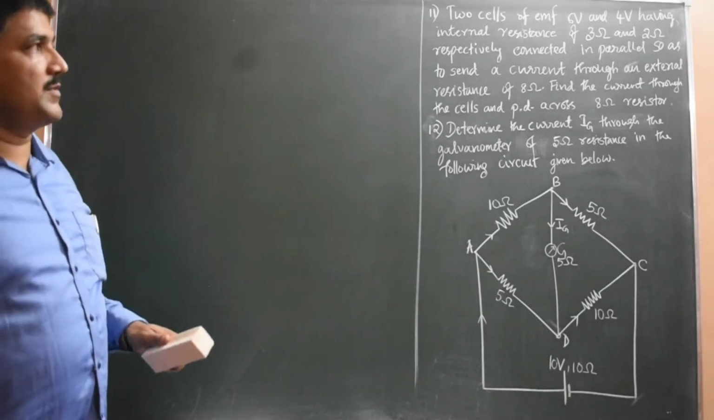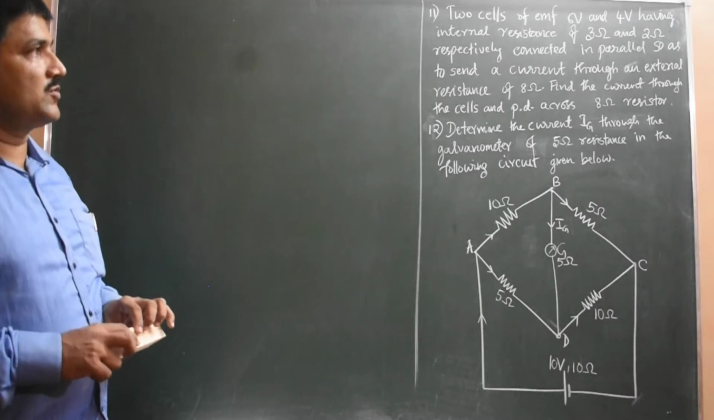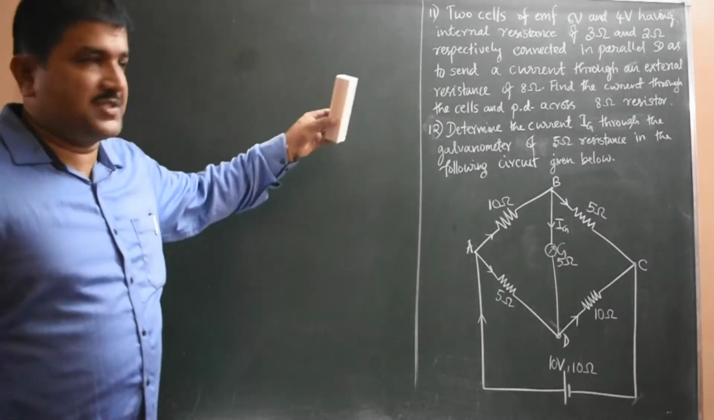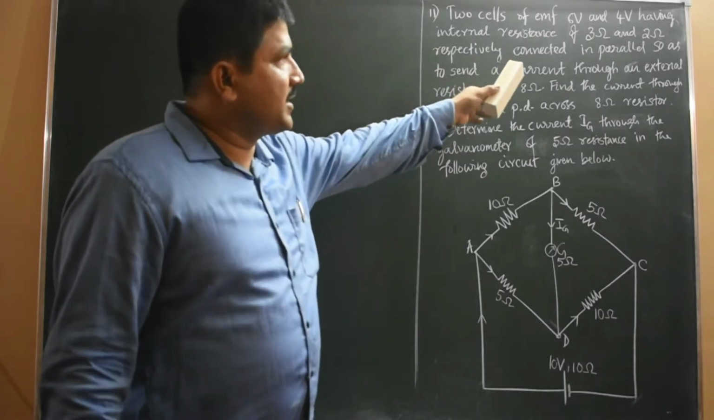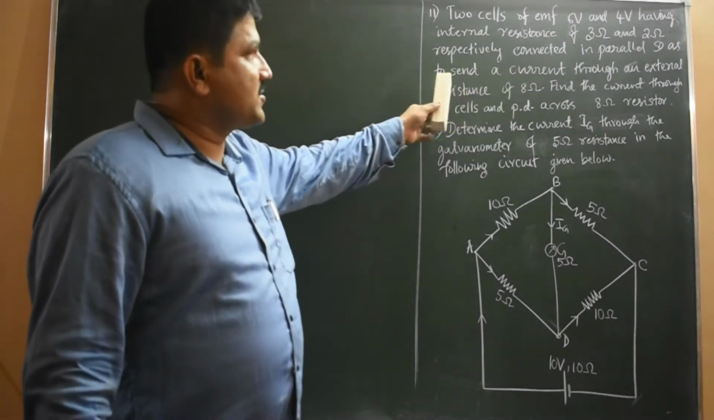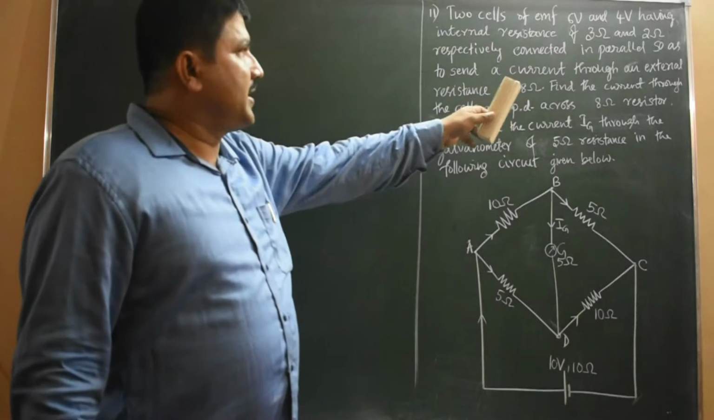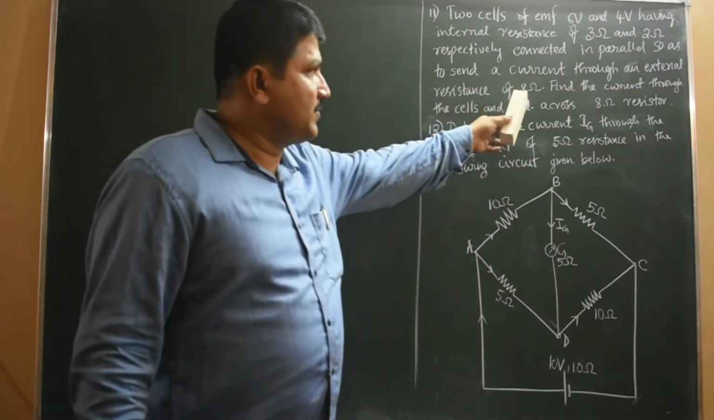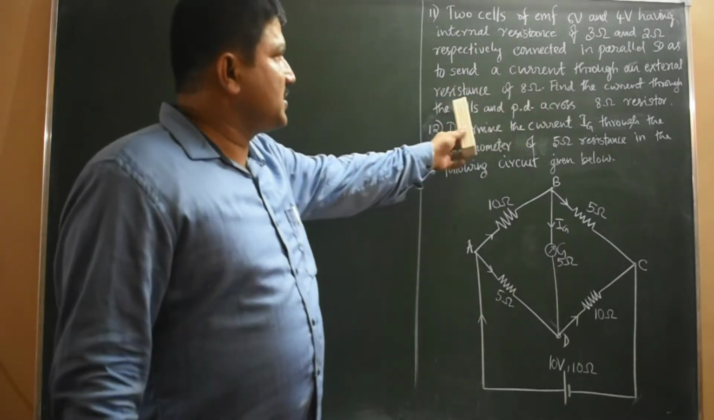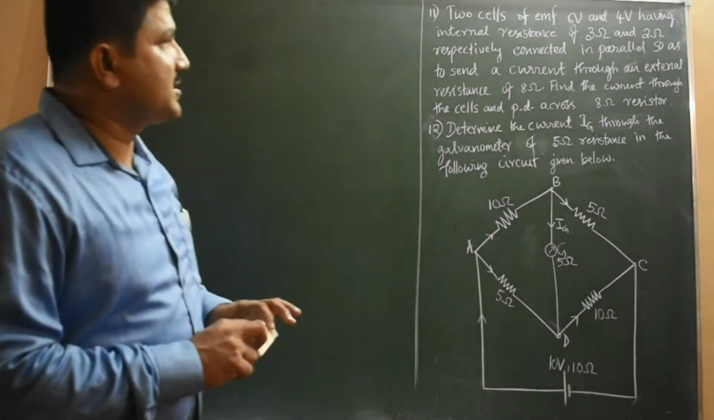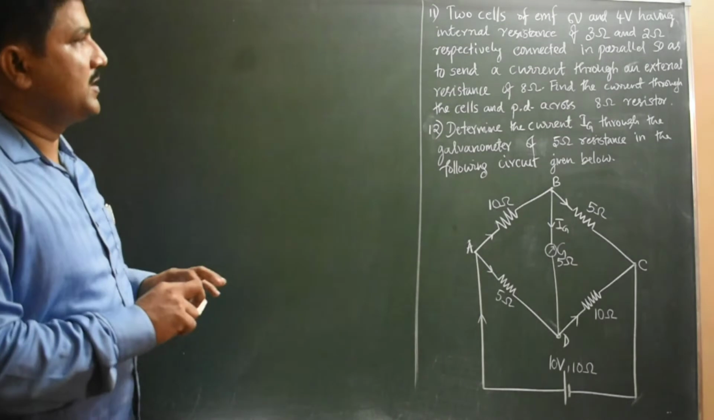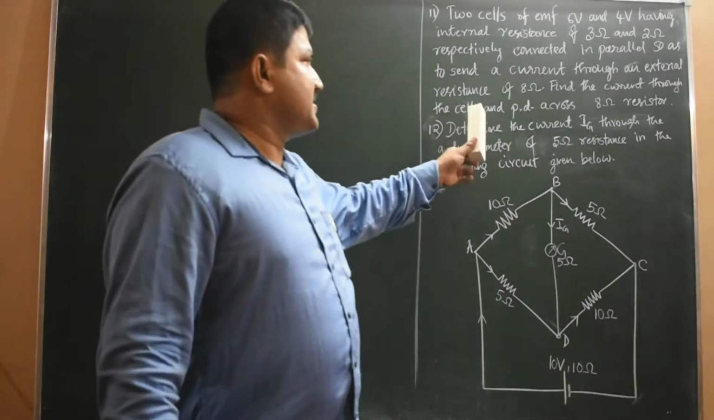Two cells of EMF 6 volt and 4 volt, having internal resistance 3 ohm and 2 ohm respectively, are connected in parallel so as to send a current through an external resistance of 8 ohm. Find the current through the cells and PD across the 8 ohm resistor. So this is the problem actually.